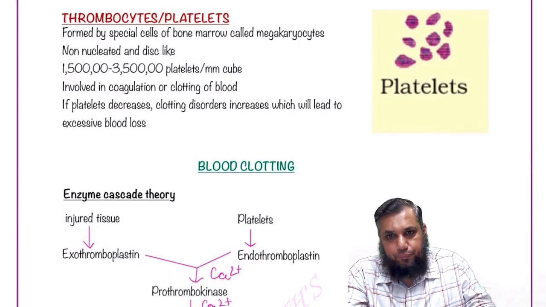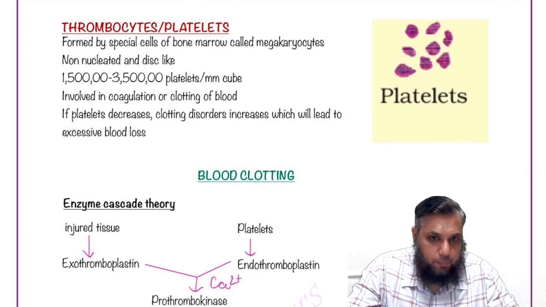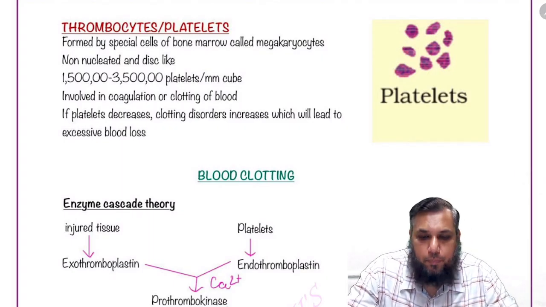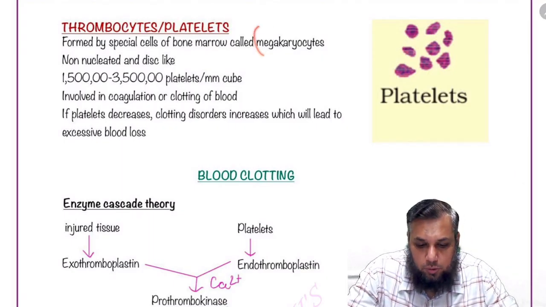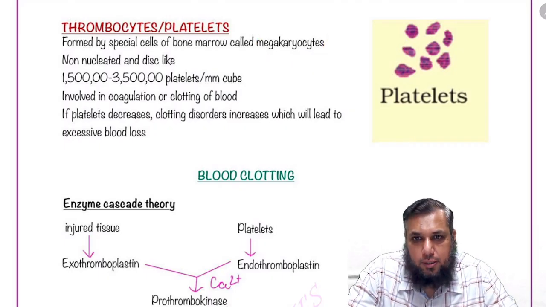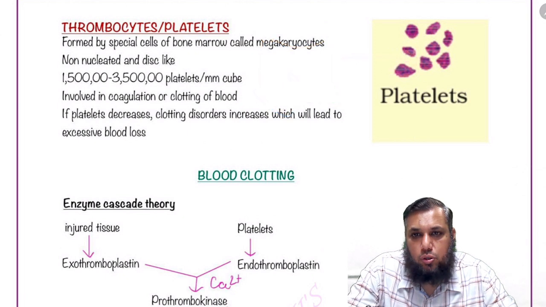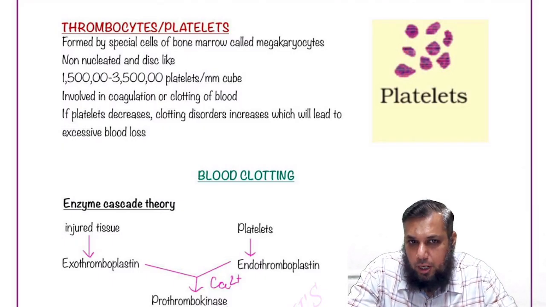Then we move on to the third type of cells, which are not actually real cells. Why am I saying that they're not real cells? Because in your bone marrow, there is a large cell called a megakaryocyte. And this megakaryocyte gets broken down and results in the formation of these blood platelets that I just showed. So that is why they are not real cells. They are non-nucleated disc-like structures. Their normal count is 1.5 lakh to 3.5 lakhs per cubic millimeter of blood. And their main job is to bring about blood clotting.